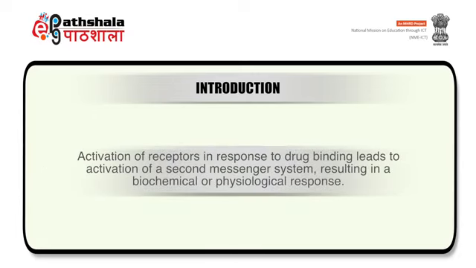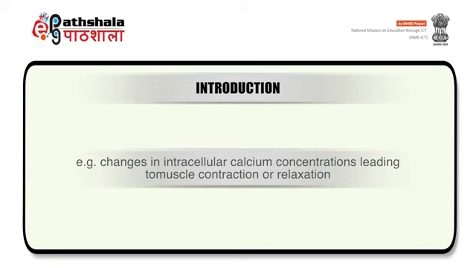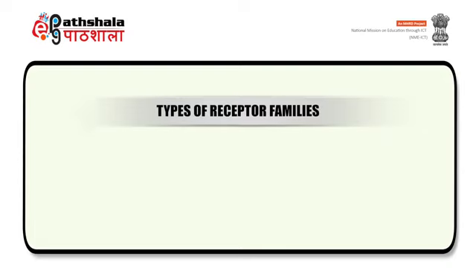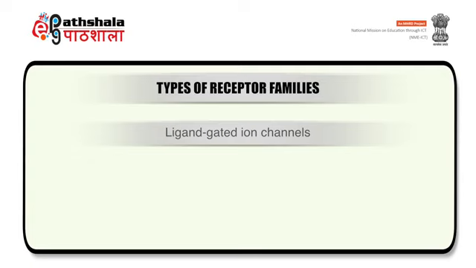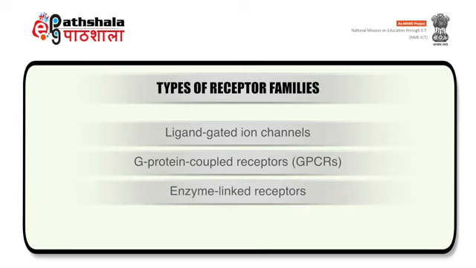Activation of receptors in response to drug binding leads to activation of a second messenger system, resulting in a biochemical or physiological response. For example, changes in intracellular calcium concentration lead to muscle contraction or relaxation. There are different types of receptor families. Primarily, the four main families are ligand gated ion channels, G protein coupled receptors or GPCR, enzyme linked receptors and intracellular receptors.